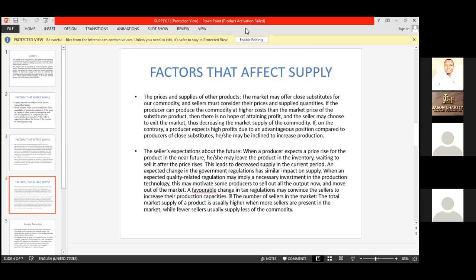The other aspect is the seller's expectations about the future. If the seller is expecting that there is going to be scarcity of this product in the long run, what they do is produce small units of that product instead of producing excess, and keep the resources they have so that they can make use of them and produce more in the long run.